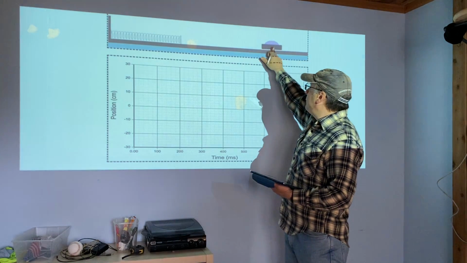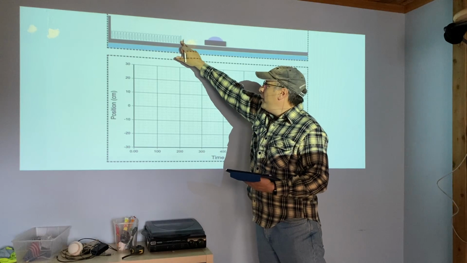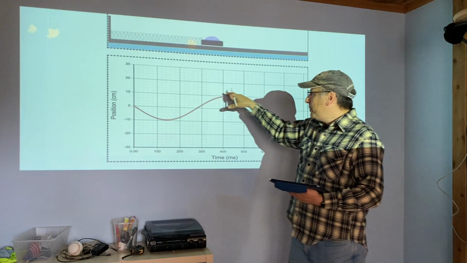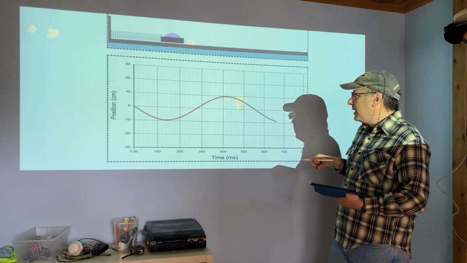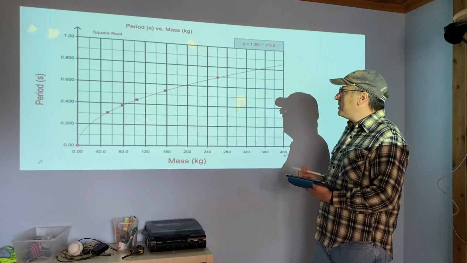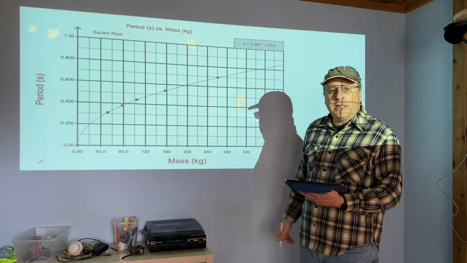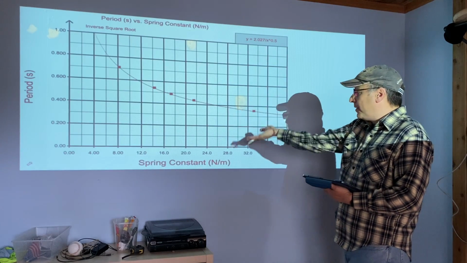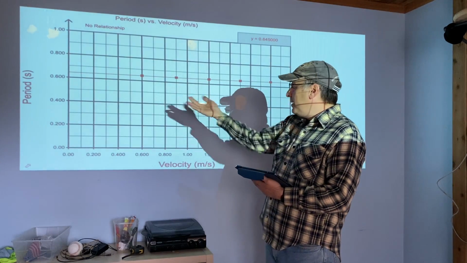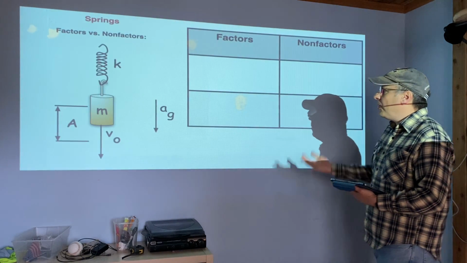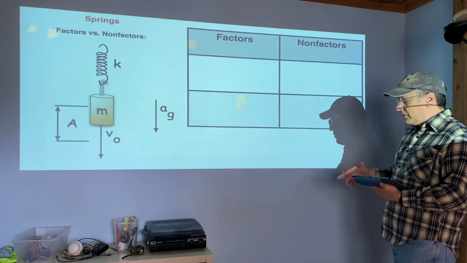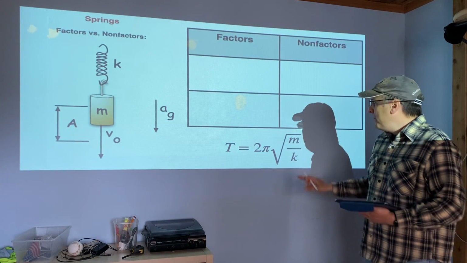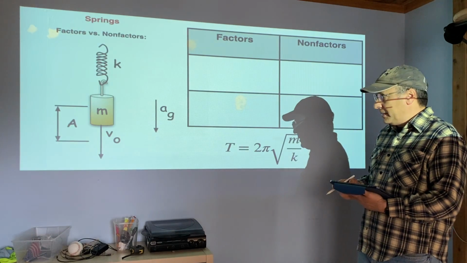We fired our hovercraft toward a spring. We had it hit the spring and start oscillating, and we saw that it formed a sine curve as it oscillated. We didn't really care about the sine curve. Instead, we saw what the different relationships were: period versus mass, period versus spring constant, and period versus velocity. We made a list of factors and non-factors, and finally we found the formula for the period based on the mass and the spring constant.